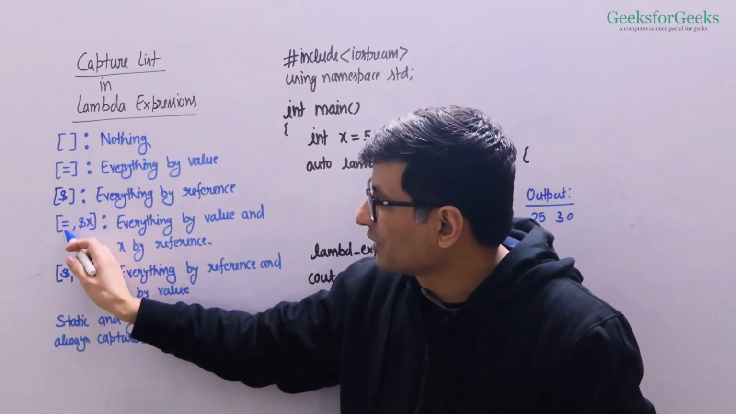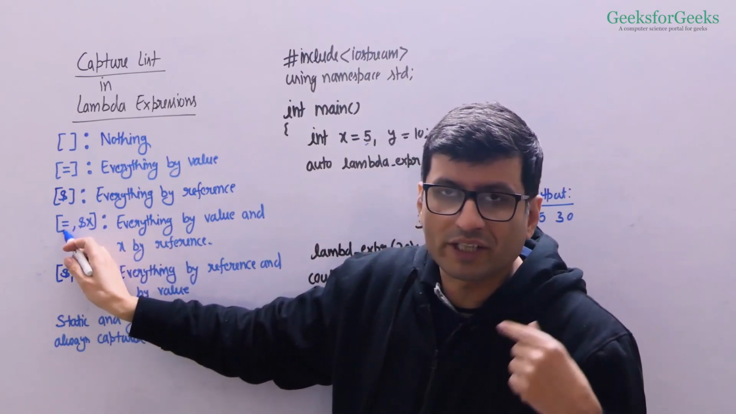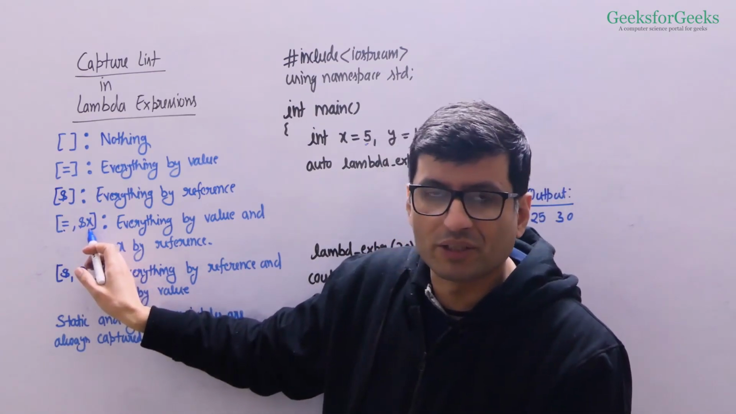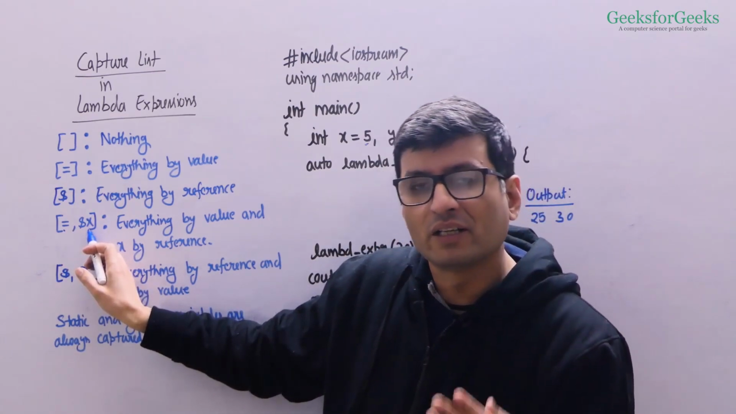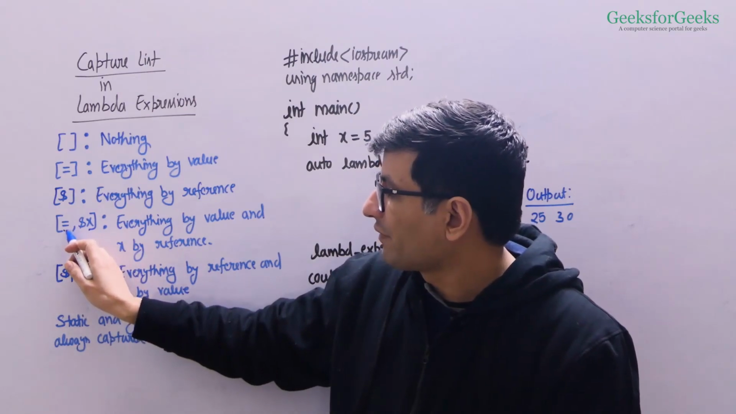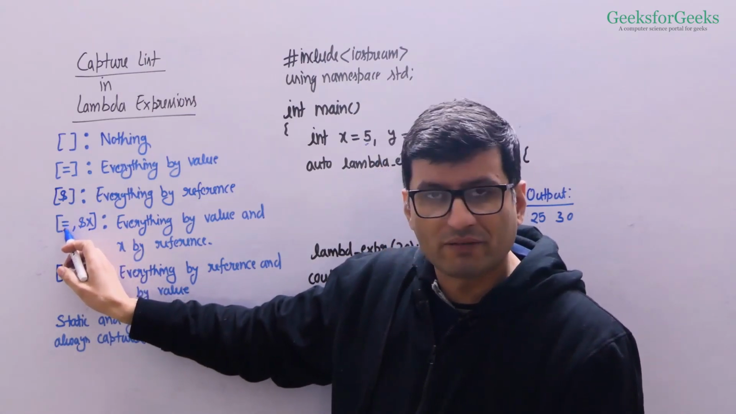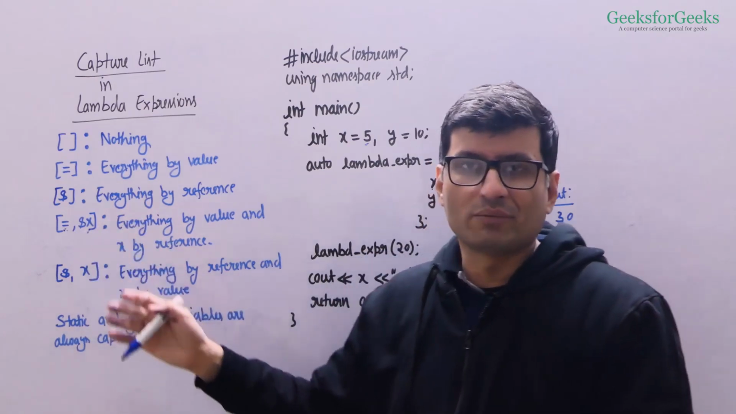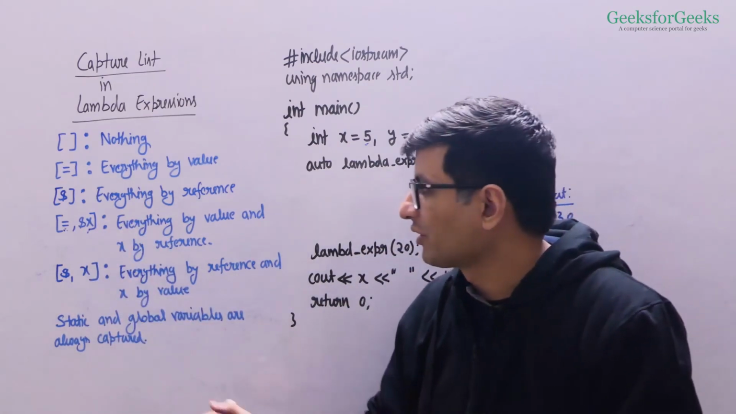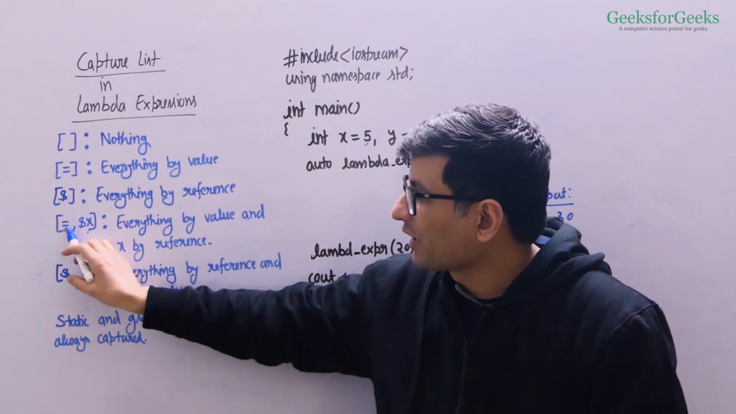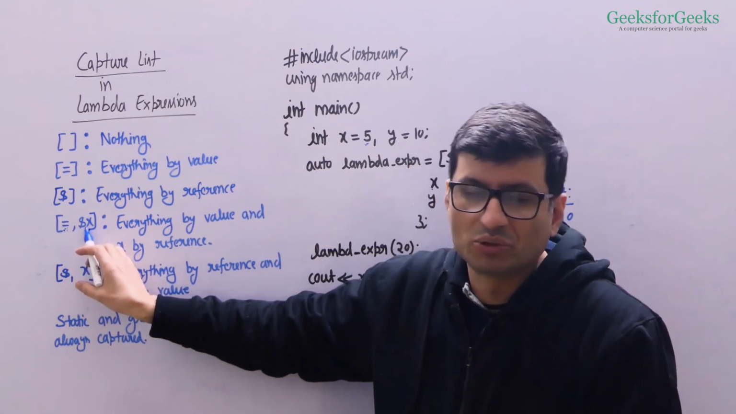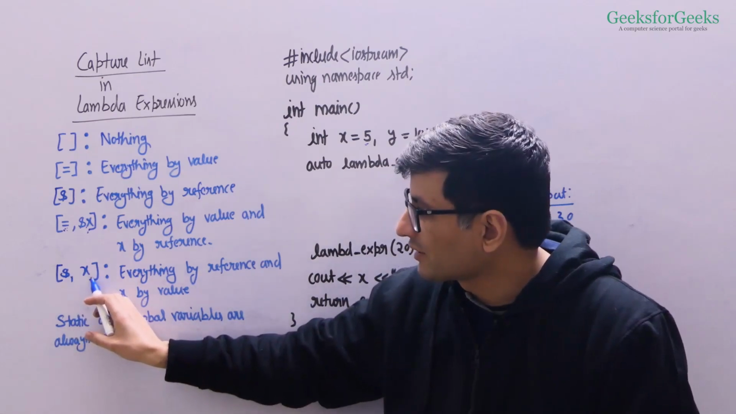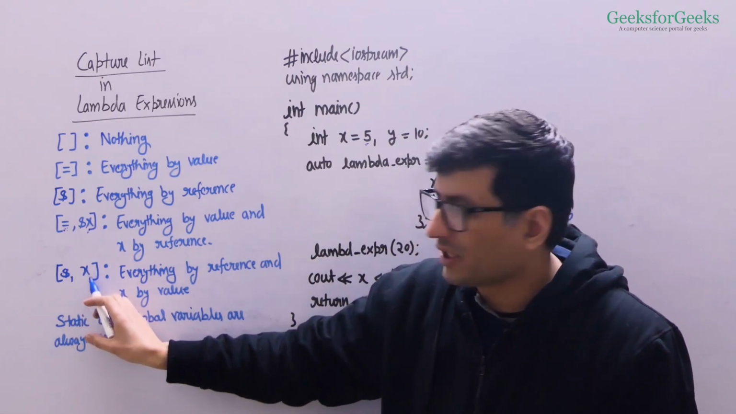Now there are more options. You can capture everything by value and some explicit variable or single variable by reference. So here if I write this way, then everything is captured by value and x variable is captured by reference. I can write more variables, more exclusions from the default. So the first thing creates a default capture way, and then you can write exclusions from the default. Here everything is captured by reference and x is captured by value.